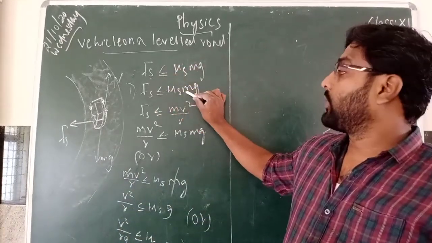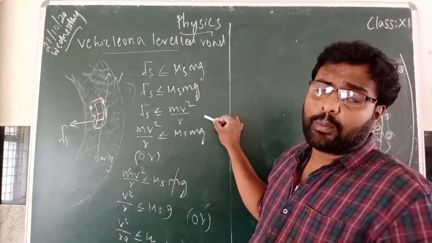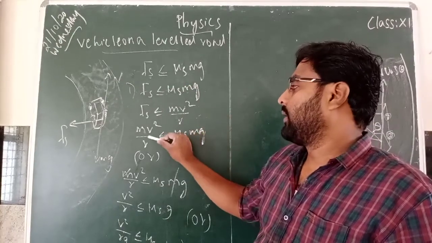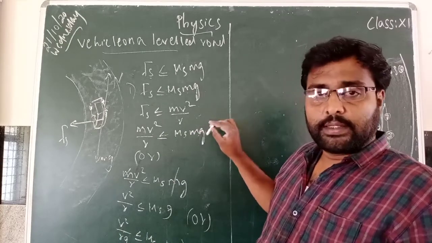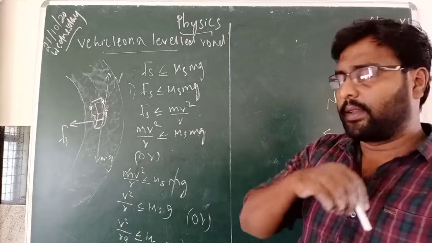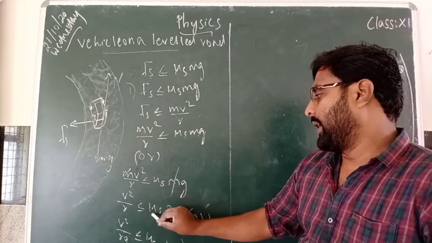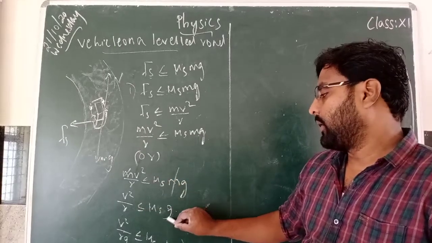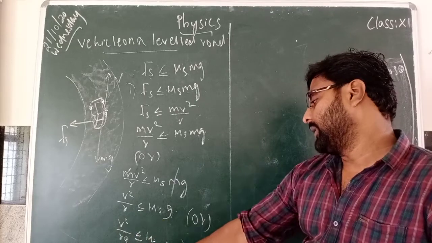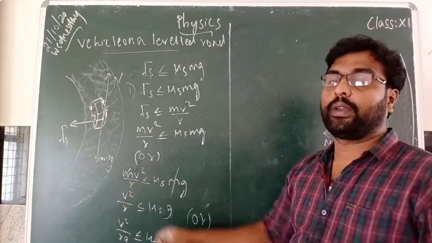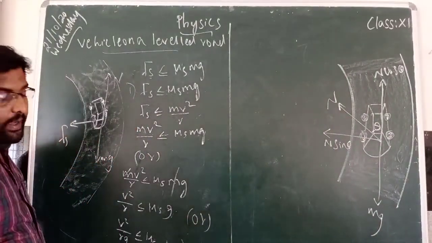The first means the static friction provides the centripetal force, so mv square by r is less than or equal to mu s mg. From this same equation, you can write another condition by cancelling the mass: v square by r less than or equal to mu s g. Now take this g down, so v square by rg less than or equal to mu s. From this, writing it the opposite way, mu s is greater than or equal to v square by rg.